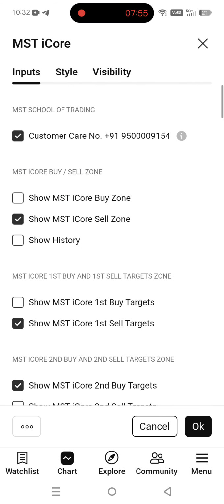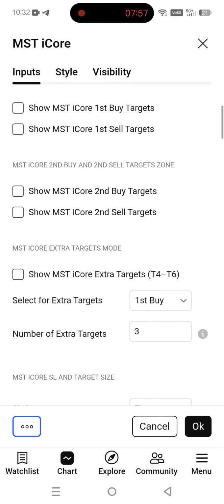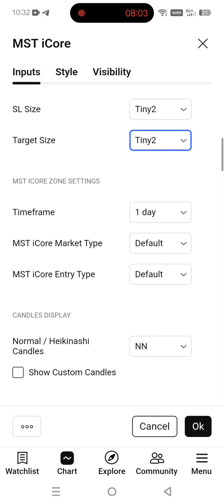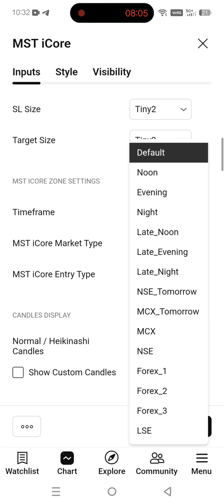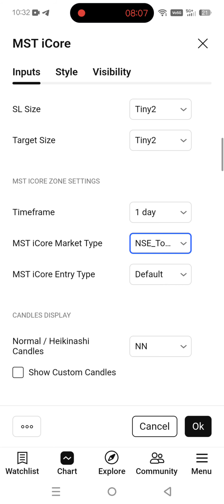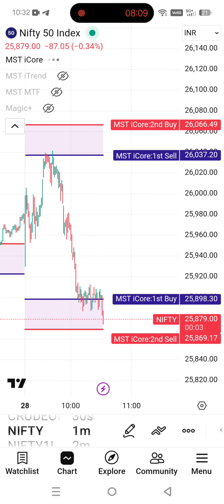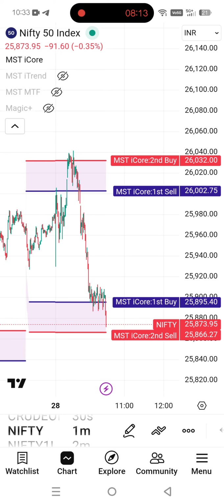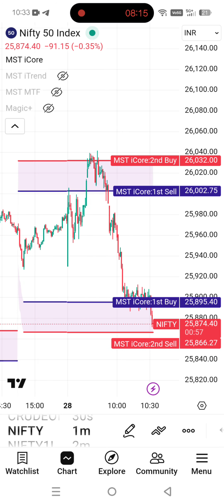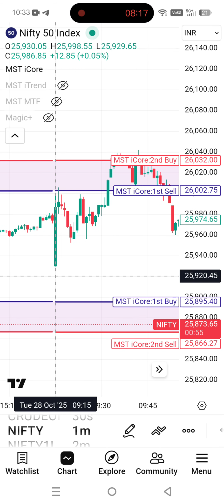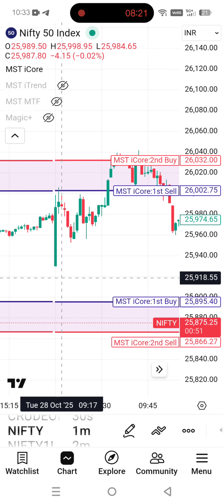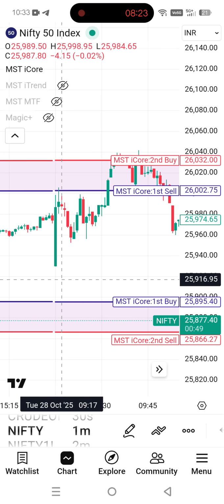The next one will be, as I told you, tomorrow's market can be predicted today itself. For that, go to the MST iCore market type and select NSE tomorrow, and reduce stop loss to tiny 2, target also tiny 2. So now you see what happened. At this candle, 9:15, 9:16 is a rejection candle and 9:17 is the confirmation candle.